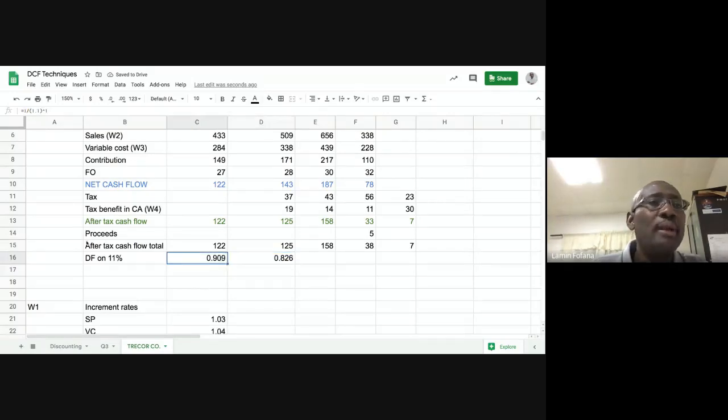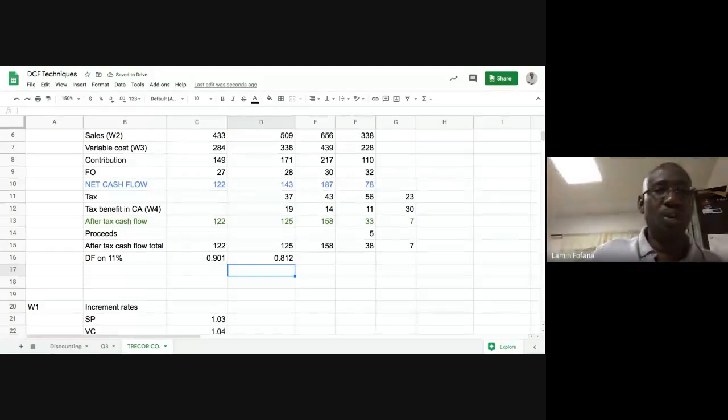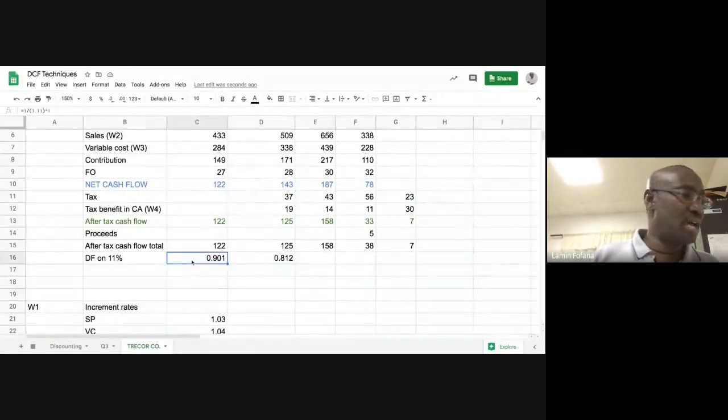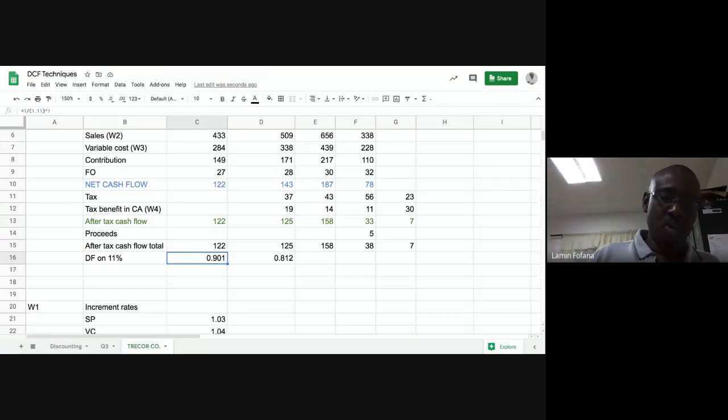Mind you, this should be 1.11. 1.1 is 10%. Okay, so for the second one you should have 0.901, then 0.812. So first take your calculator and say 1 divided by bracket open 1.11 bracket closes raised to power 1.